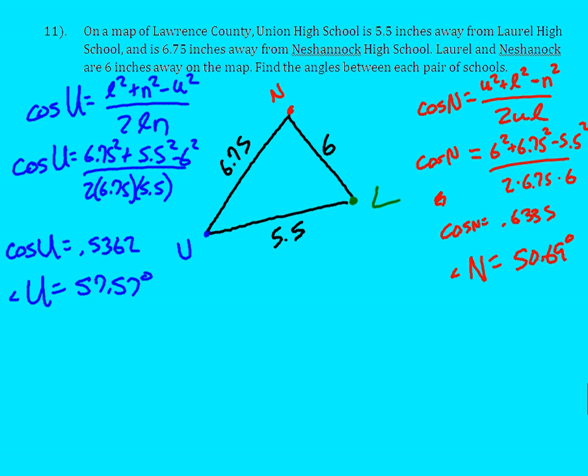I can do the exact same to find side or angle L in the end, or I can just do angle L must equal 180 minus angle U and minus angle N. So I should get, when I do that, 71.74 degrees for angle L.